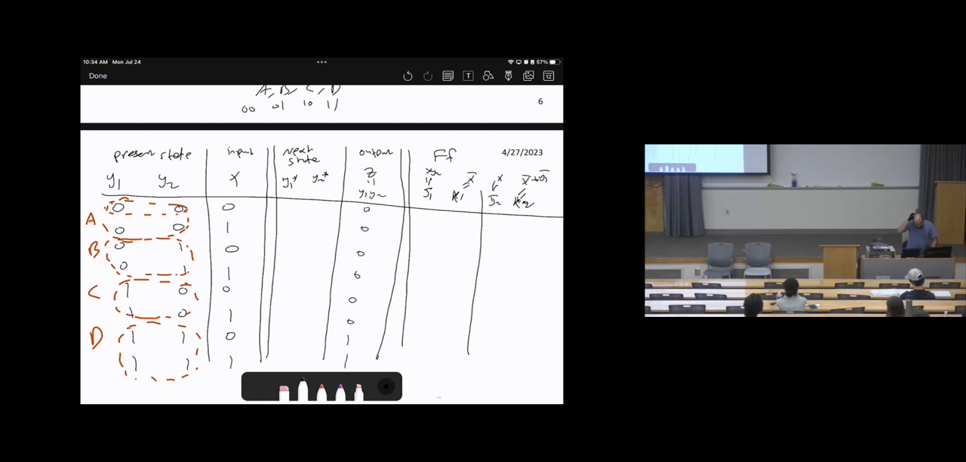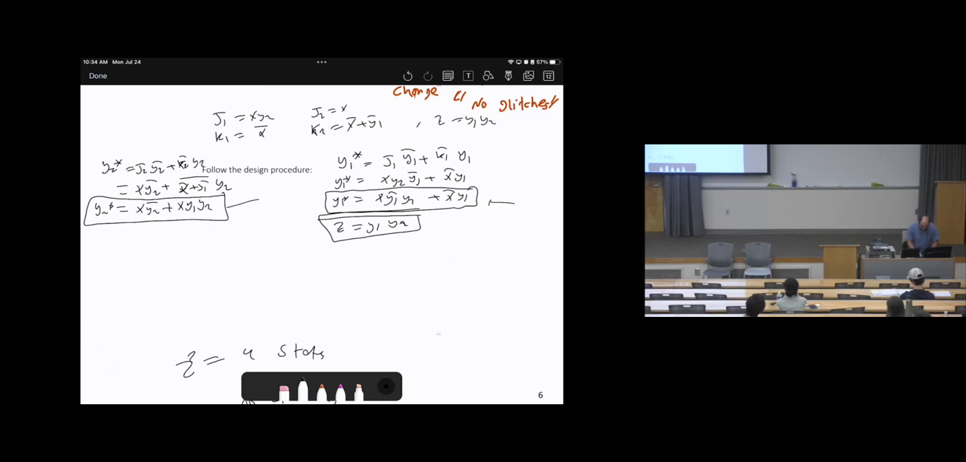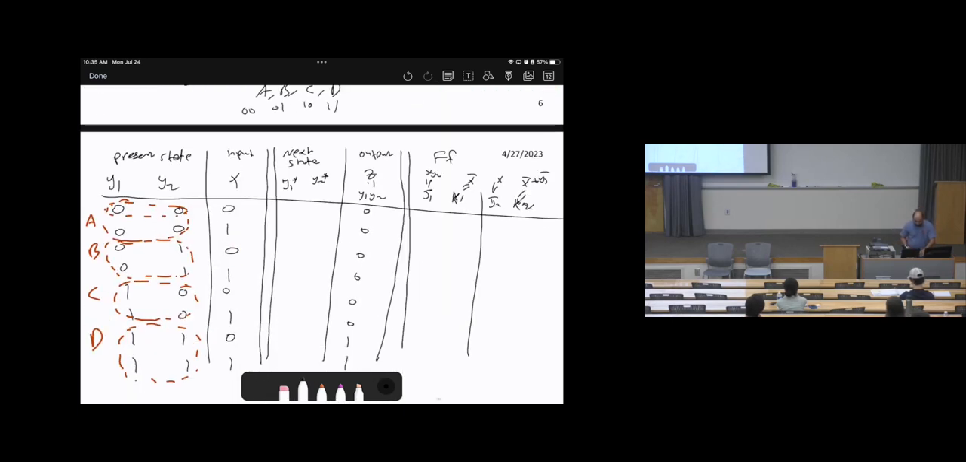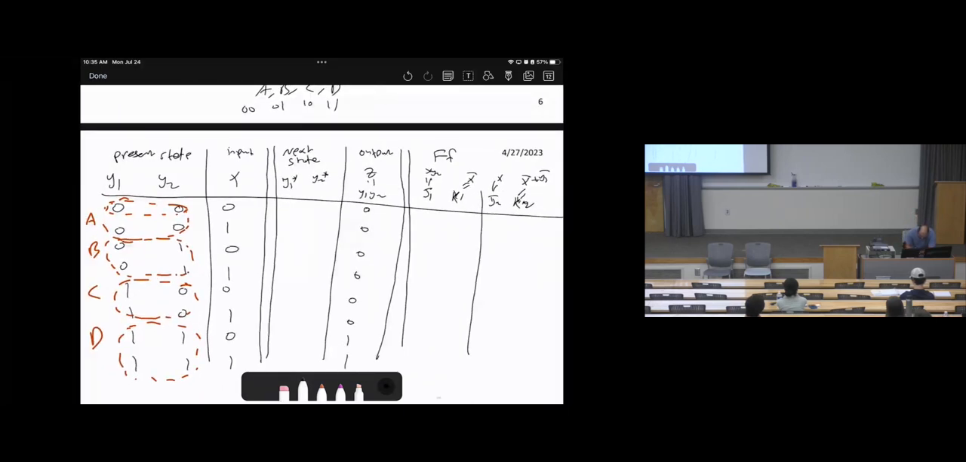So you can either use the equations that we already found here and here, or you can find J1, K1, J2, K2 alone, then it will be easy to do it with flip-flop. So J1 is actually X, Y2. 0 times 0, 0. 0 times 1, 0. 1 times 0, 0. 1 times 1, 1. 0 times 0, 0. 0 times 1, 0. 1 times 0, 0. 1 times 1, 1. So that's how J1 looks.